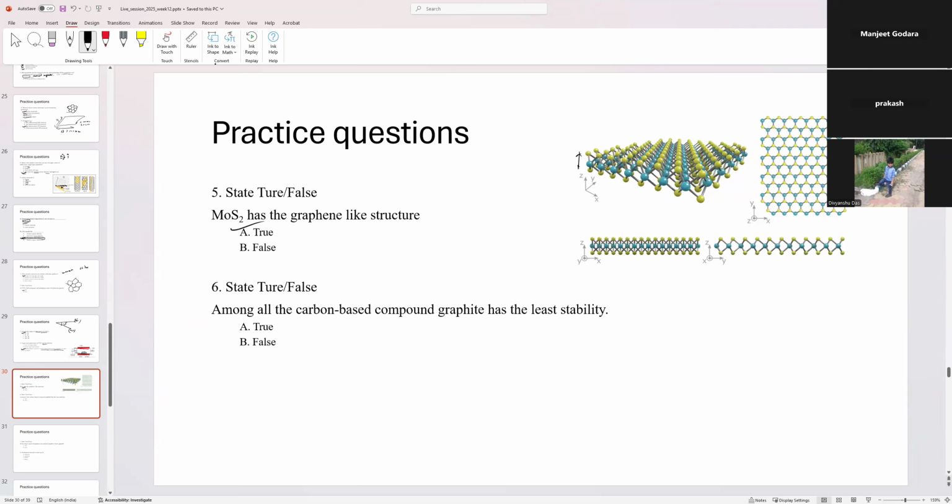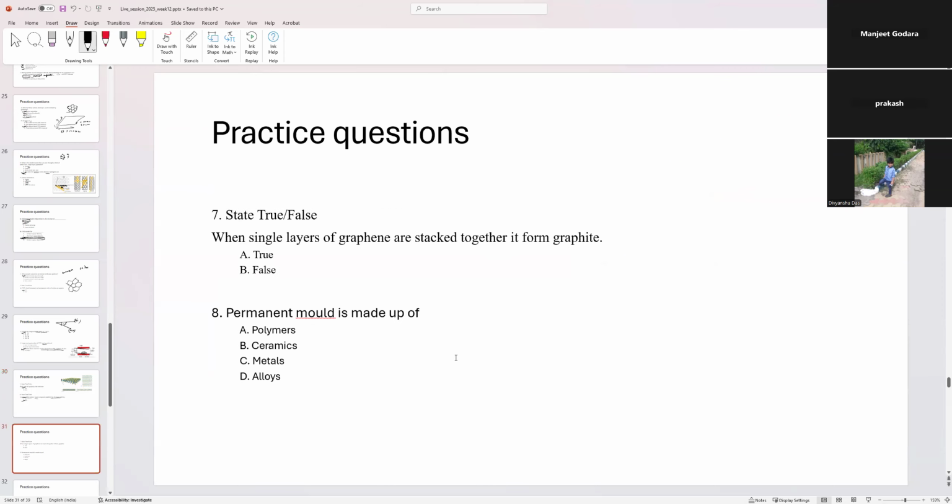All carbon-based compounds, graphite has the least stability. This is false. Graphite is quite stable actually. It's found naturally, so it's bound to be stable. When single layers of graphene are stacked together, you get graphite, and that's how we got graphene in the first place, separating the layers from graphite.